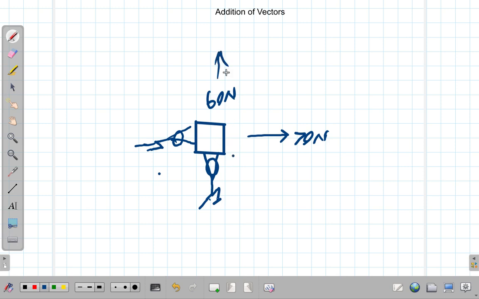Now what happened? The thing is, you can't just add them and say 70 plus 60 or 70 minus 60. You can't just do that, right? These vectors are not lined up in the same exact direction or in opposite direction. They are at, in this case, 90 degrees apart. So how do you deal with this type of situation? How do you add these two vectors and what will you get? Well, we will deal with this type of scenario in a separate video.